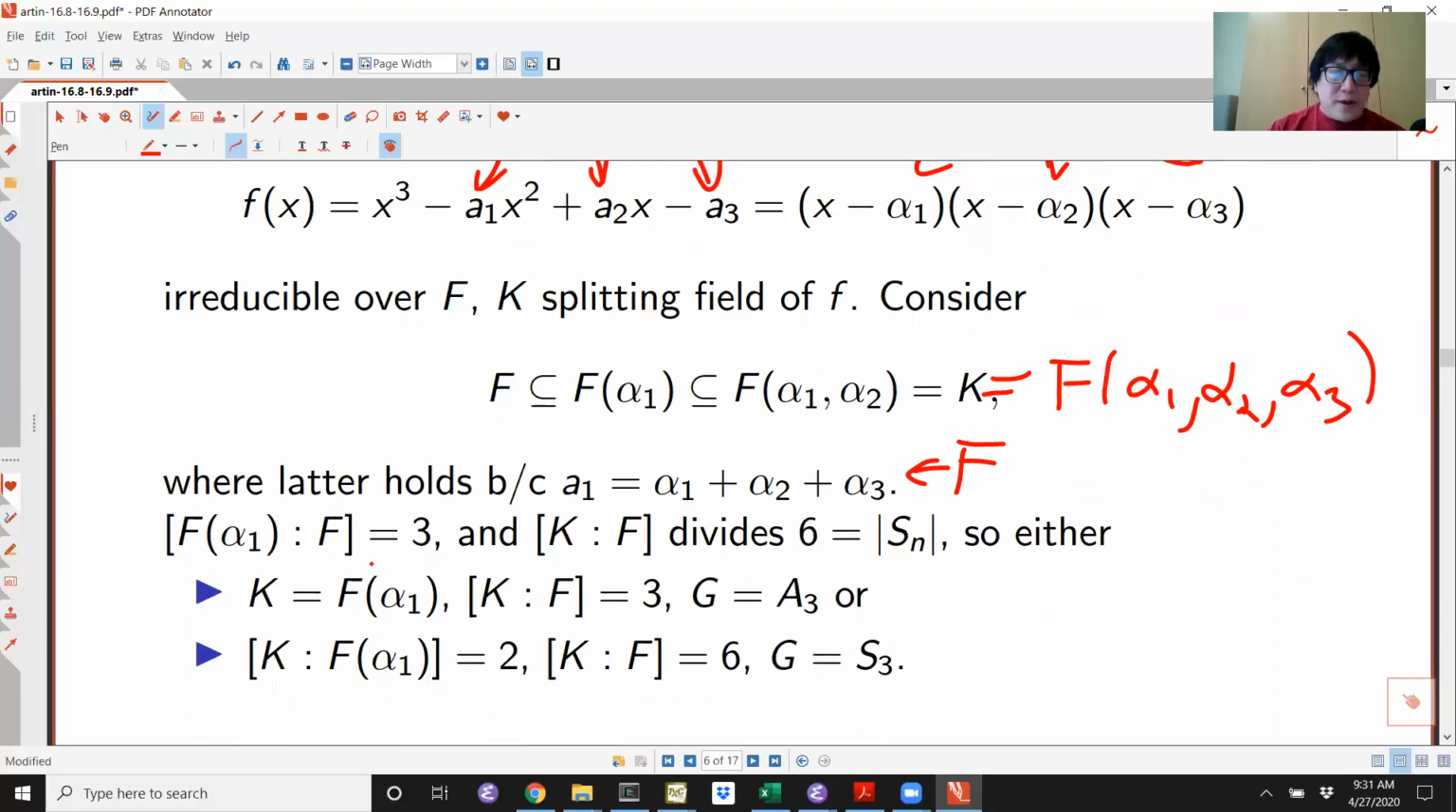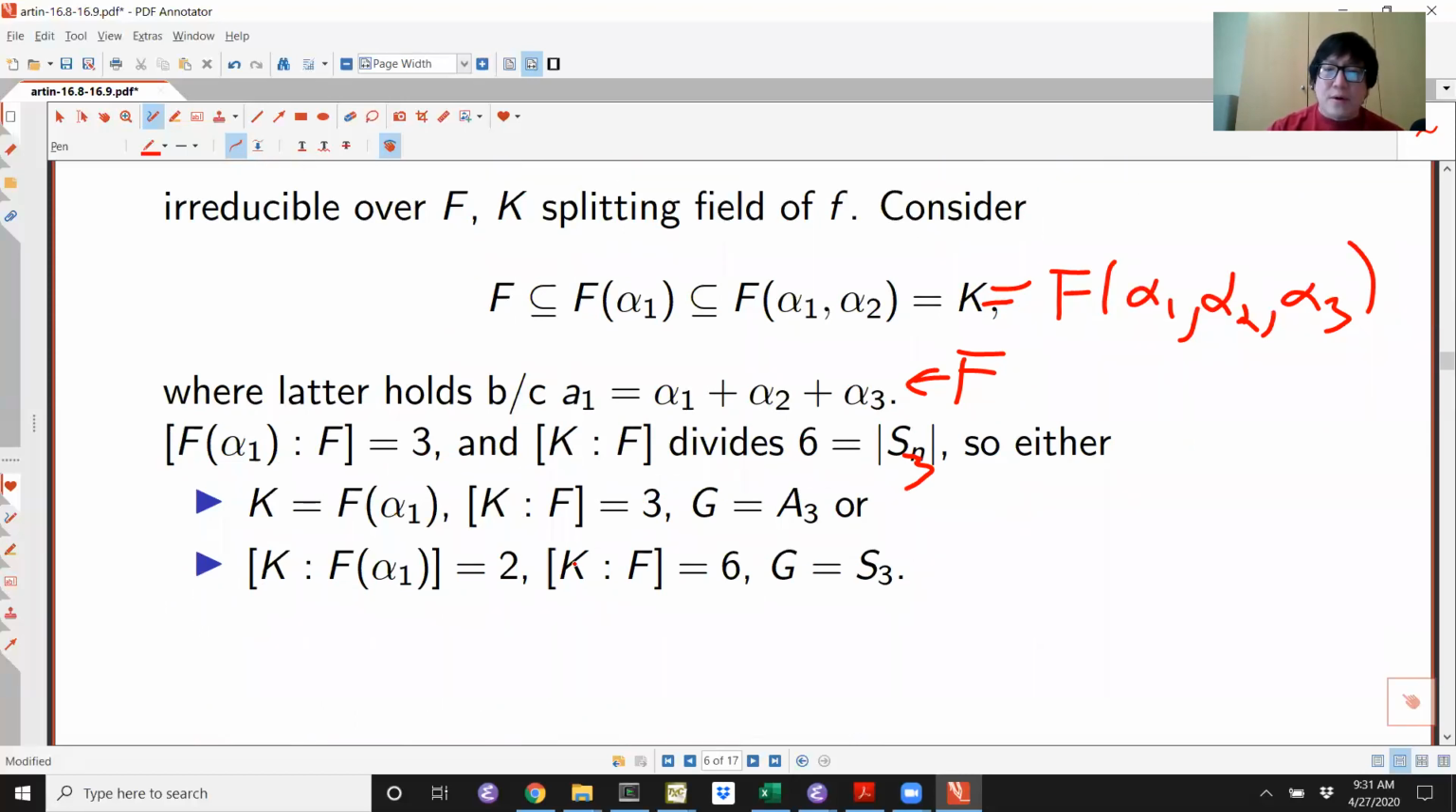Because we're assuming little f is irreducible, the degree of alpha 1 over F is 3, and we know that the degree of the extension K over F divides 6, the order of S3. So there's only sort of two cases. This is degree 3, and so this degree over here is going to be 1 or 2.